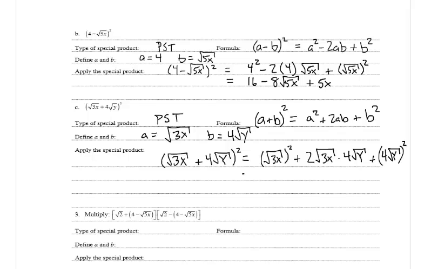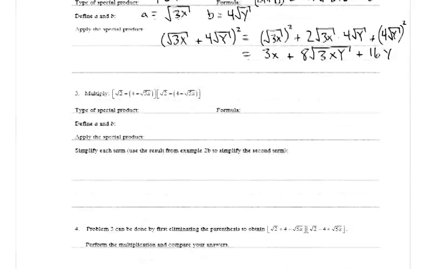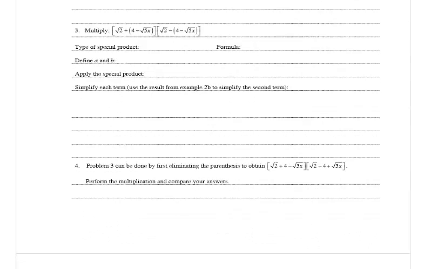And we can simplify that. The square root of 3x squared is equal to 3x. We have 2 times 4 is equal to 8 times the square root of 3xy. We can combine our radicals, plus 4 squared is equal to 16, and the square root of y squared is equal to y.